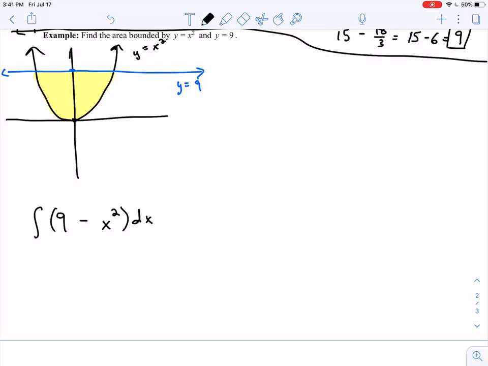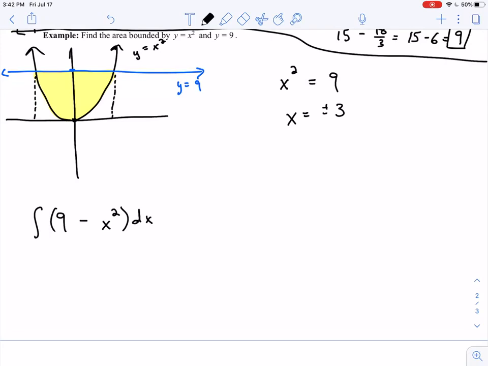So we have a little bit of work to do because we want to know where these two functions are intersecting. So what I'm going to do is take these two functions and just set them equal to each other. So I'm going to take x squared and set it equal to 9. And when I solve this equation, it'll tell me exactly what x values these two functions intersect at. So this one's pretty nice to solve. I just take the square root of each side. I end up with x equals plus or minus 3.